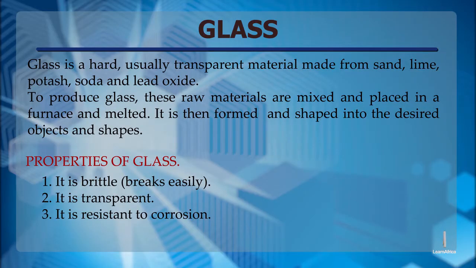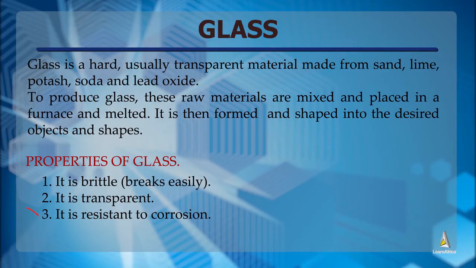Imagine dropping a glass cup on the floor. You will notice that it will break and shatter into smaller particles. Secondly, glass is transparent. This means that you can see through it. And thirdly, glass is resistant to corrosion, meaning glass does not rust.